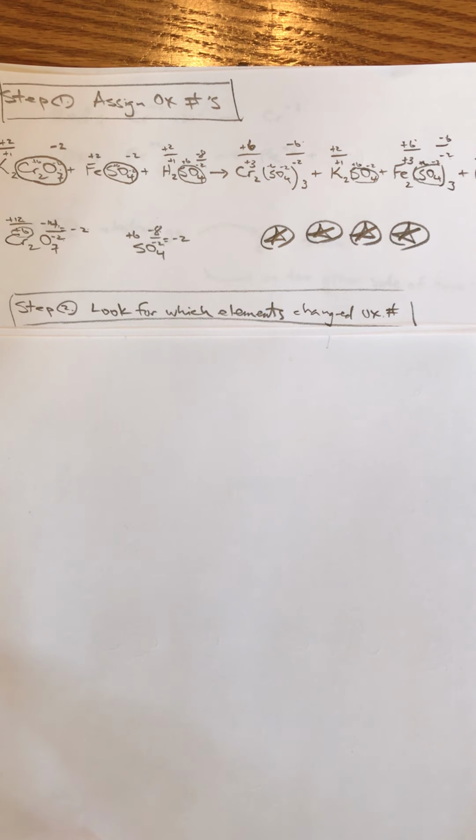Step 2, look for what changed. If none of the elements changed their oxidation state, it's not a redox reaction. But indeed, you will find somebody moved up and somebody moved down. Consider the individual atoms, not the subtotals. I'm not interested in the +2 here, for example. I'm interested potassium is +1. Well, okay, potassium stayed +1. Potassium was not involved in redox. Look at the individual oxidation states.